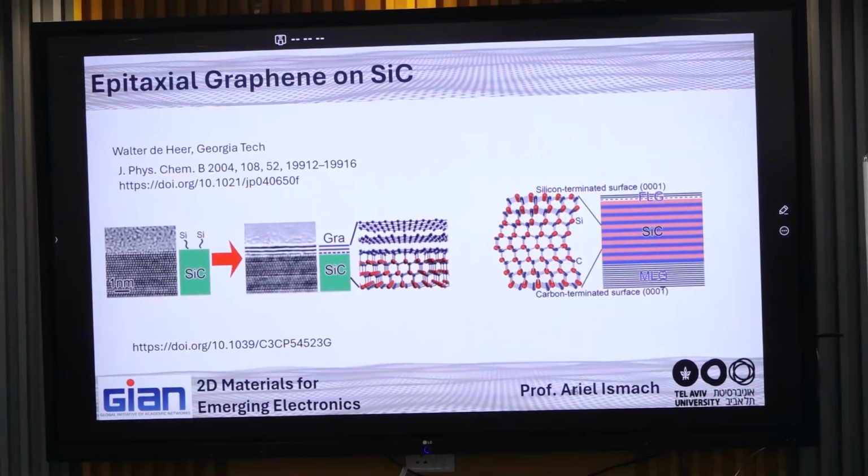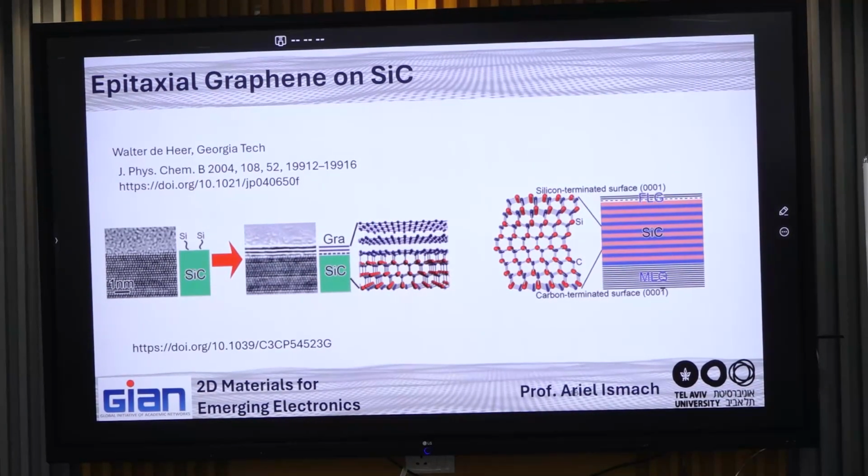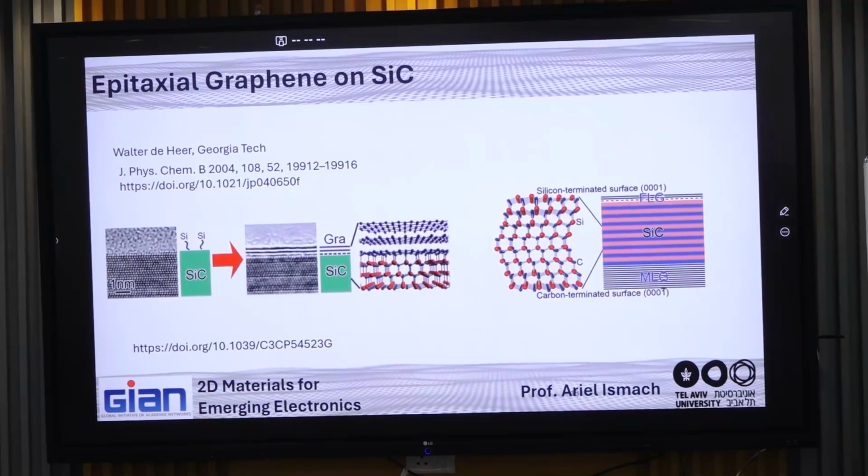But the unique thing about this paper was that the other two papers were done by mechanical exfoliation of graphene, and this one was done on epitaxial graphene, single crystal graphene, on top of silicon carbide. So this is the method that I will briefly, in a few words, describe.